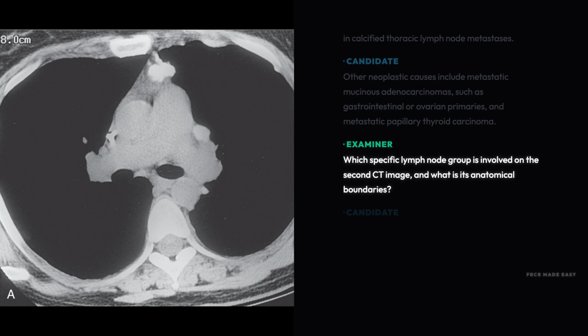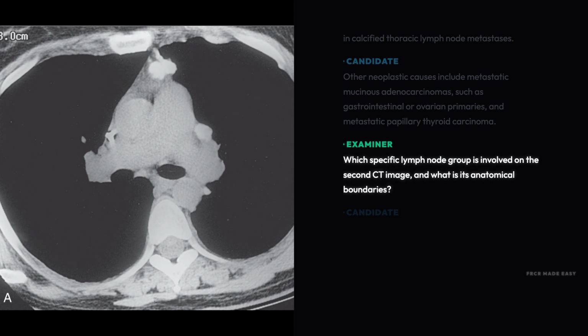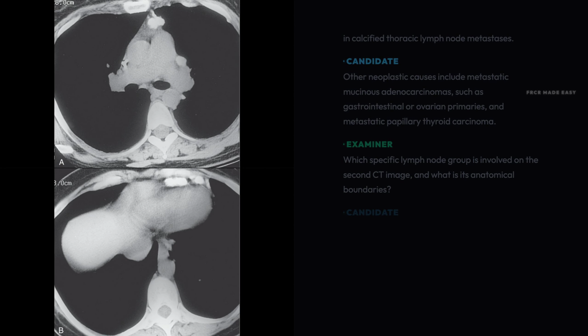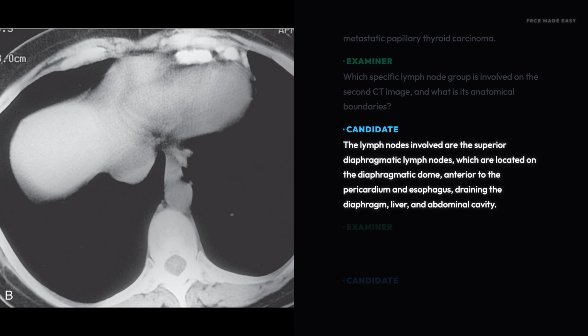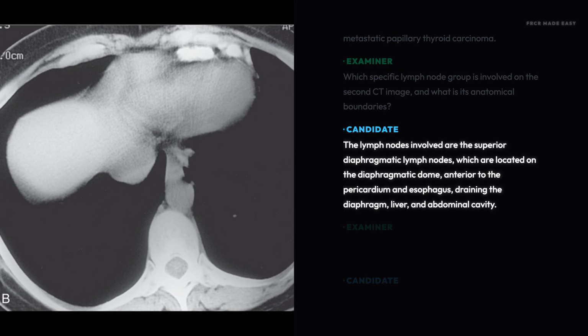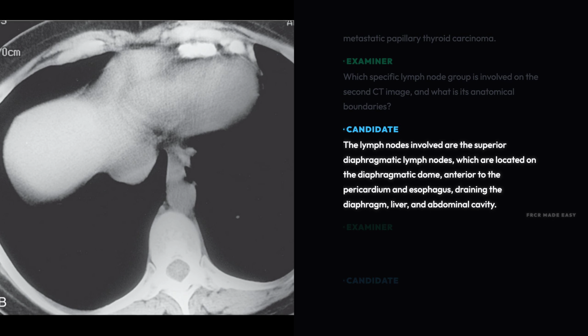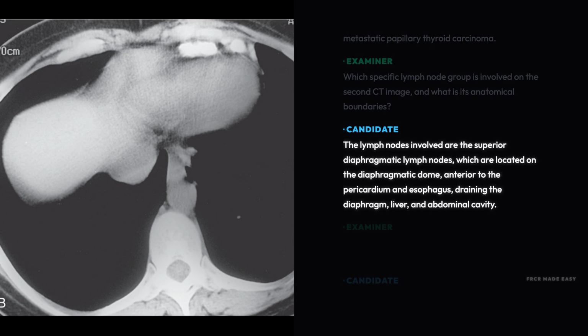Which specific lymph node group is involved on the second CT image, and what are its anatomical boundaries? The lymph nodes involved are the superior diaphragmatic lymph nodes, which are located on the diaphragmatic dome, anterior to the pericardium and esophagus, draining the diaphragm, liver, and abdominal cavity.